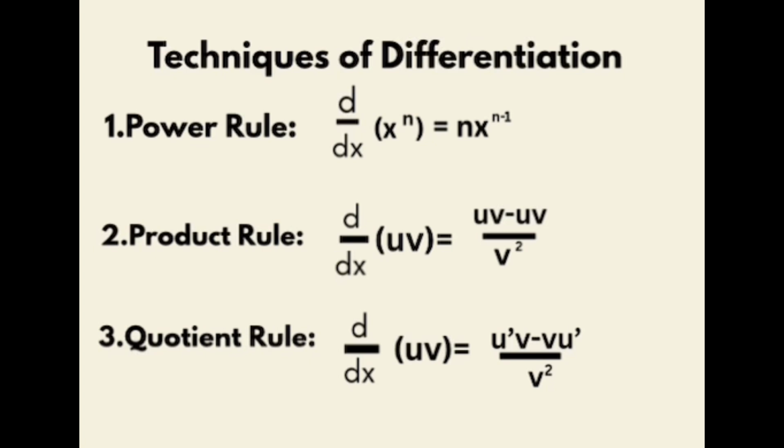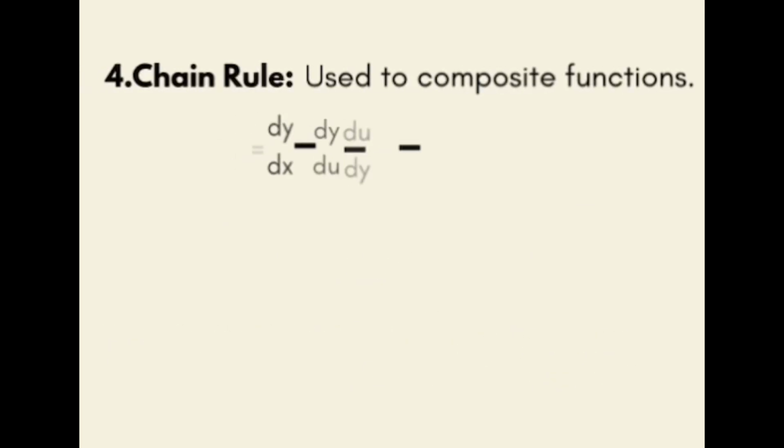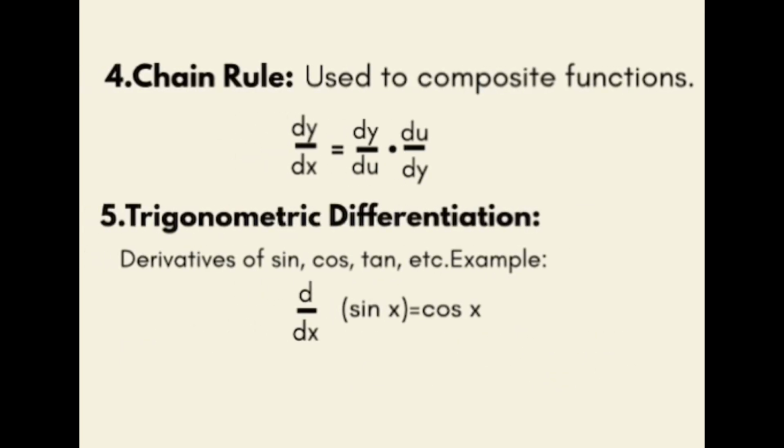Second, the product rule is d/dx of uv equals u'v plus uv'. Then we have the quotient rule: d/dx of u over v equals (u'v minus uv') over v squared. After that, we have the chain rule, used for composite functions: dy/dx equals dy/du times du/dx.